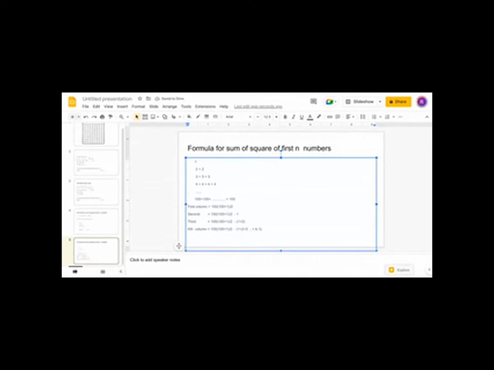Now, is there a simple formula that I can put for this? We already know a formula for 1 plus 2 plus 3 till k minus 1, right? We already know the sum of the first k consecutive numbers. So I can just use that formula for this.